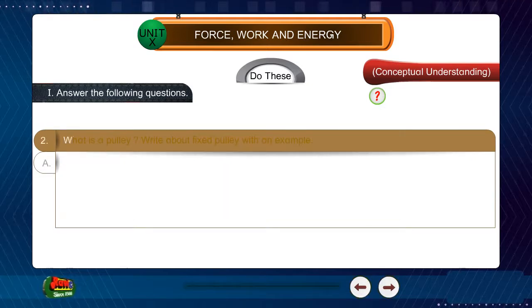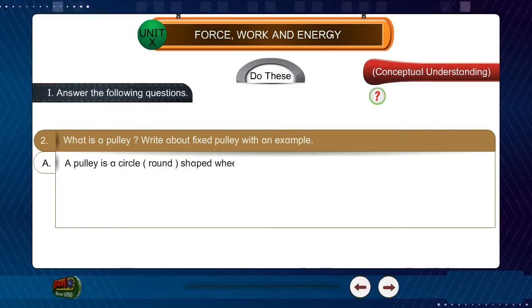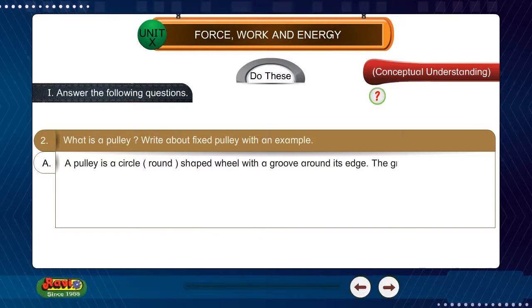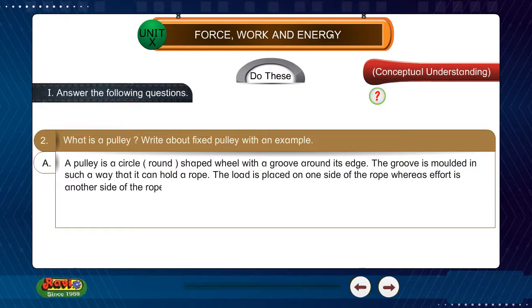2. What is a pulley? Write about fixed pulley with an example. Answer. A pulley is a circle, round-shaped wheel with a groove around its edge. The groove is molded in such a way that it can hold a rope. The load is placed on one side of the rope, whereas effort is another side of the rope.